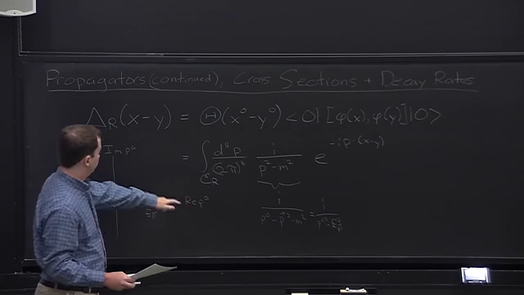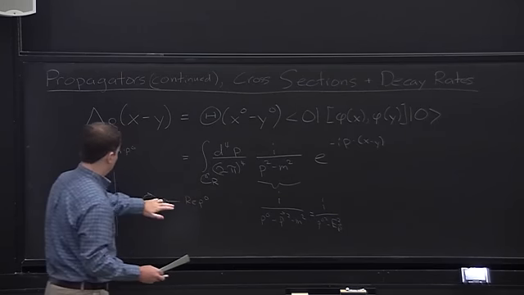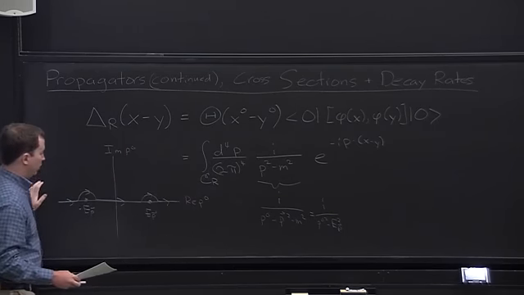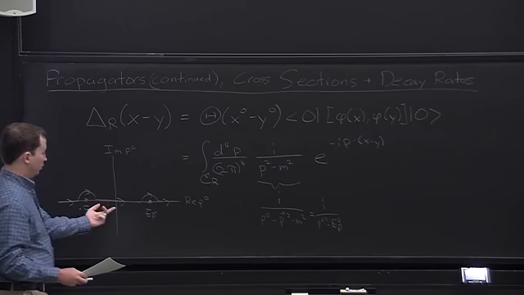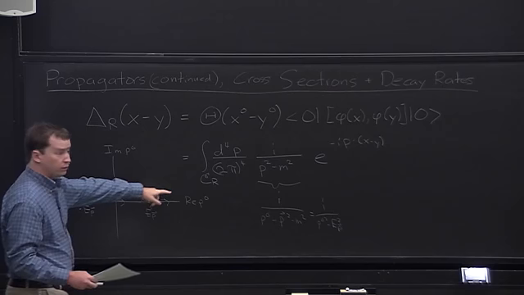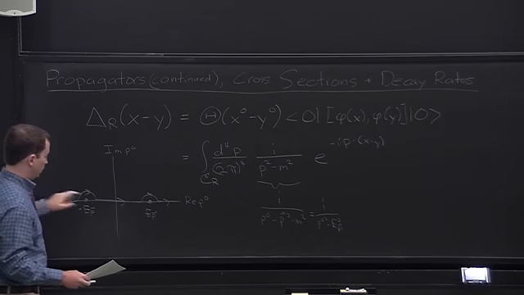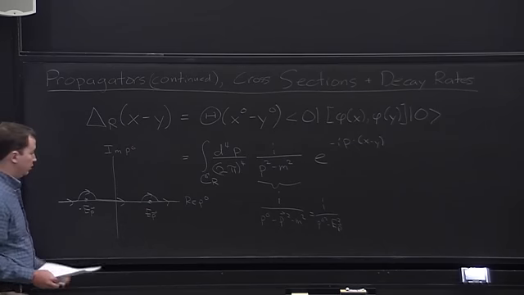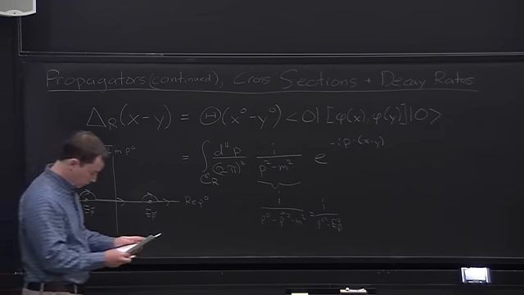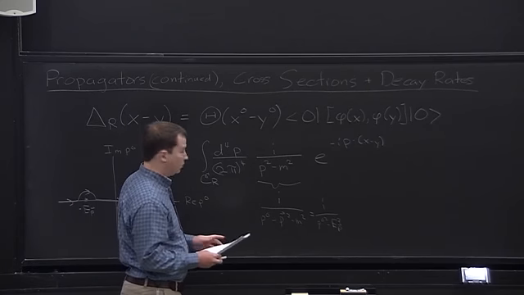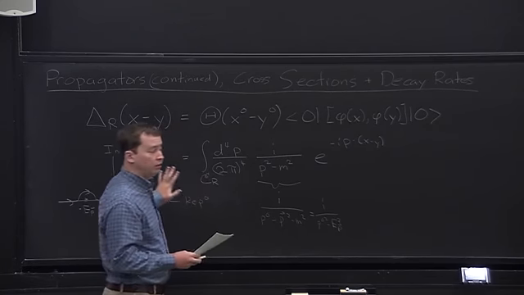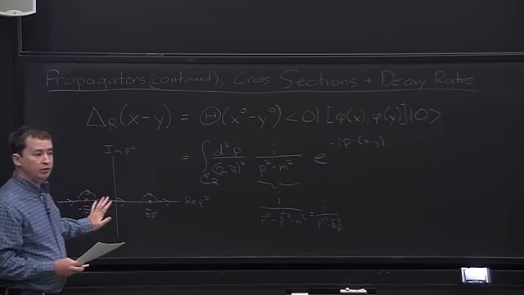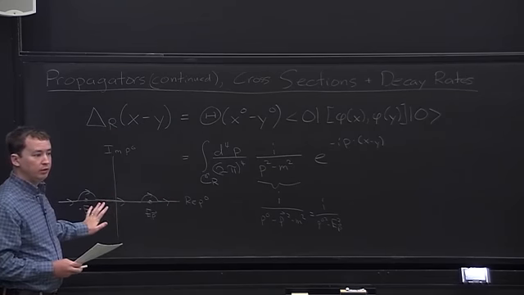And if y0 is greater than x0, we should close the contour in the other half of the plane. And we don't enclose any poles. The new semicircle doesn't contribute, and so the integral along this contour is just 0. There are no poles enclosed. So that's where we left off yesterday. Are there any questions on that before we continue?